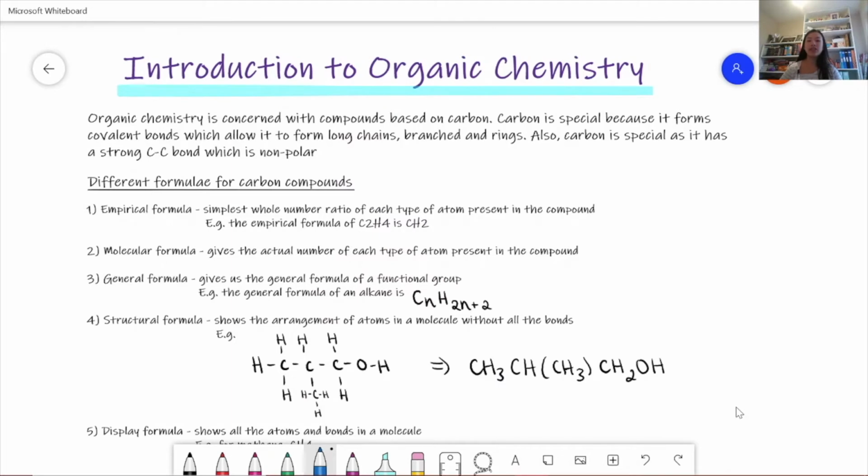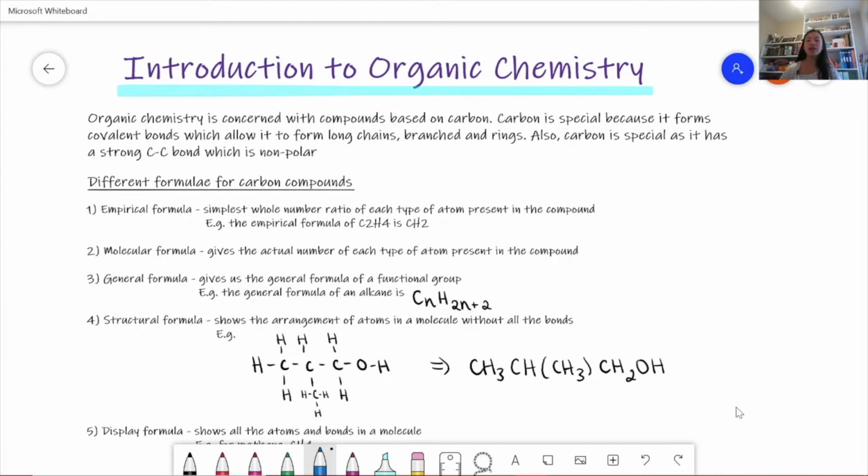So firstly, we're just going to look at an introduction to organic chemistry. So organic chemistry is concerned with compounds based on carbon, and carbon is special because it forms covalent bonds which allow it to form very long chains, also branch chains and rings. Also, carbon is special as it has a strong carbon-carbon single bond which is non-polar because there's no electronegativity difference between the two carbon atoms.